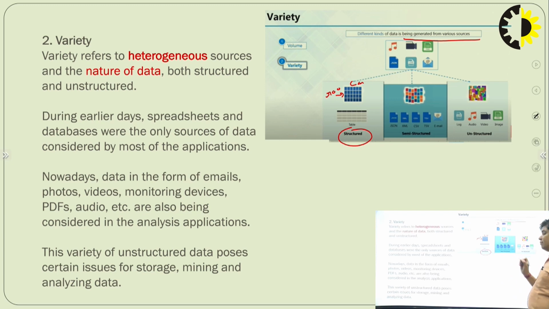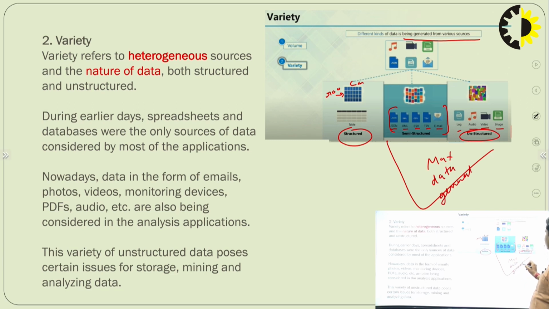This is the semi structured data, like JSON file, XML, CSV, TSV. This is the example of semi structured data. And if we are talking about unstructured data, like audio file, video file, images, log files, these are examples of unstructured data. Nowadays maximum data is generated in these categories. So, this is the scenario.